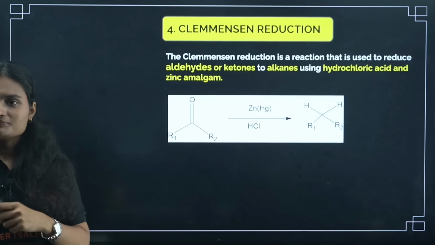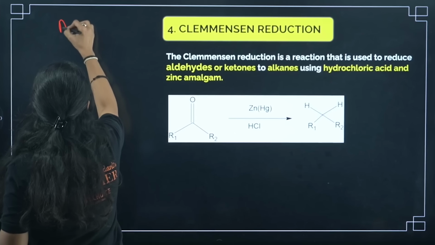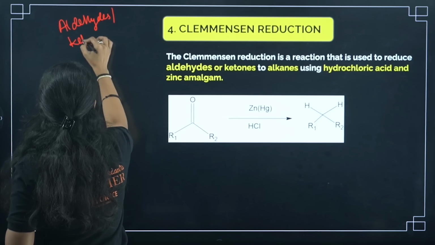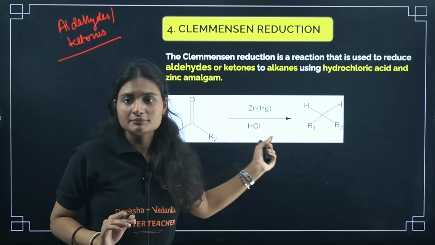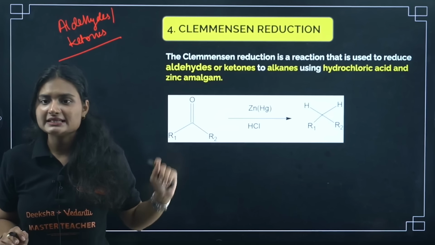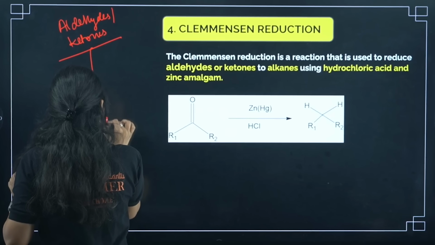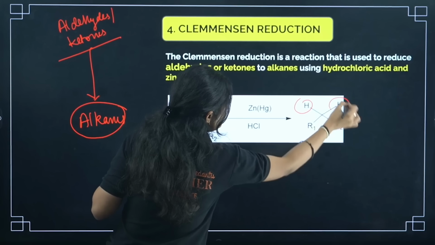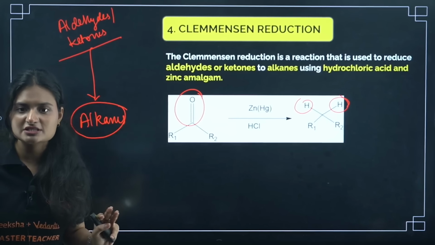Okay, next one is Clemmensen reduction. Now Clemmensen reduction is also given by aldehydes and ketones. What is this reaction? Very simple, very easy reaction. Your aldehydes and ketones, when treated with zinc amalgam in presence of HCl, get converted into what? Alkanes. So it's a reduction. This oxygen group is getting reduced to hydrogens. Oxygen is getting converted into hydrogens. That is your Clemmensen reduction, right?